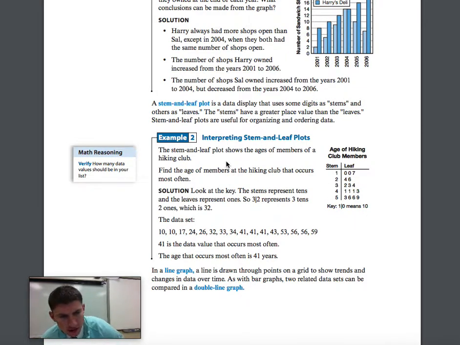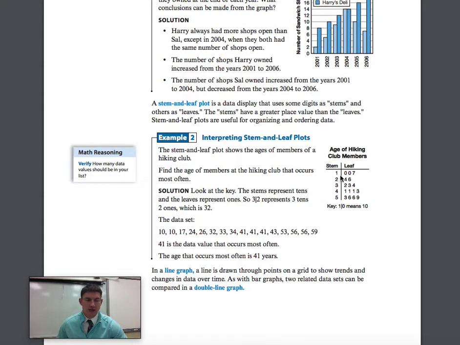Stem and leaf plots show the age of members of a hiking club. Here you've got the stem being 1, 2, 3, 4, 5, but that doesn't mean they're 1, 2, 3, 4, or 5 years old. That means they're in terms of every tens of that year. So find the age of the members of the hiking club that occurs most often.